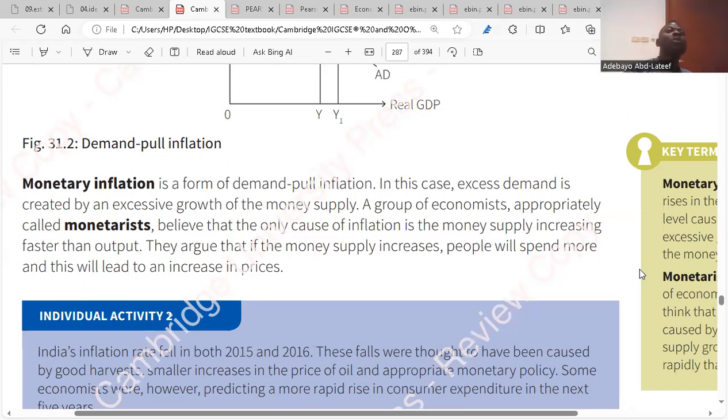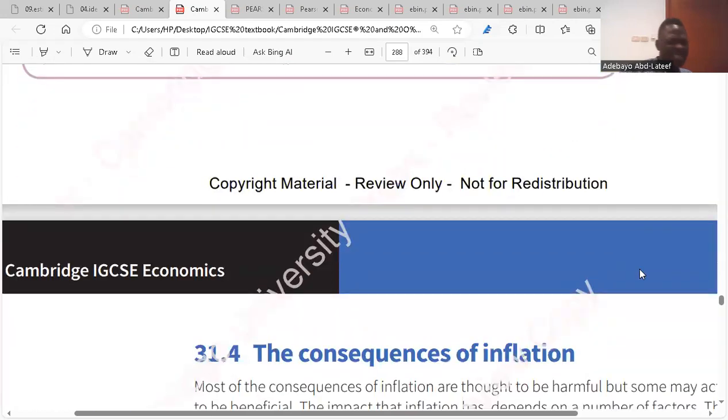What will happen? People would want to spend as much as they want to. It will bring up demand-pull inflation. That's the result of excess money supply in the economy. A group of economists appropriately called monetarists believe that the only cause of inflation is the money supply increasing faster than output. So they argue that if the money supply increases, people will spend more and this will lead to an increase in prices. I think the point is clear.